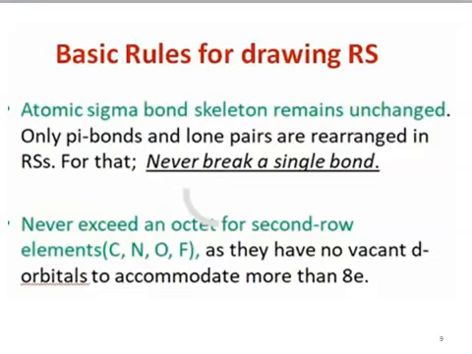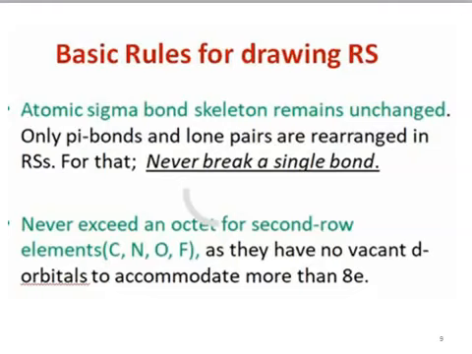Second, never exceed an octet for second row elements. Right? In case of first row elements, the first period elements have a duplet that's followed, and in the first row we have only hydrogen and helium, so we don't consider the first row. But in case of the second row elements, the second period elements, you don't have to exceed the octet, right? Why don't we have to exceed the octet? Because they don't have vacant d orbitals to accommodate more than 8 electrons. For third period elements, you may exceed the octet because they can accommodate the extra electrons in their d orbitals.